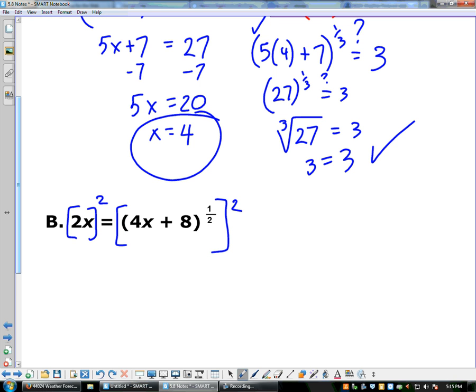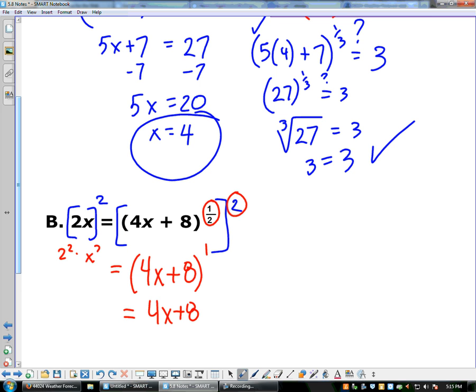So I'm going to think about when I multiply my exponents here. If I multiply the exponent of 1/2 and the exponent of 2, that's going to become 4x plus 8 raised to a power of 1, or just 4x plus 8. And that is going to equal, if I square the quantity 2x, remember that's really like 2 squared times x squared. So this is going to equal 4x squared.